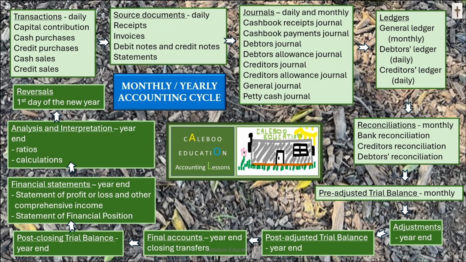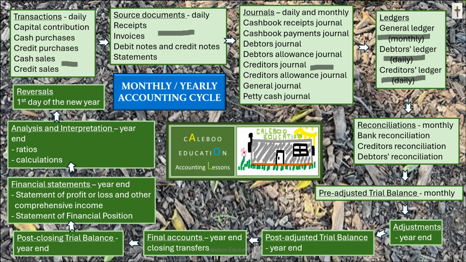To summarize this video, I've just put the monthly, yearly accounting cycle back up. So on a monthly basis, even on a daily basis, transactions take place. These transactions are recorded on source documents. The source documents are used to record the transactions in journals. From the journals, the information is taken to the general ledger on a monthly basis, and to the debtors and creditors ledger on a daily basis.